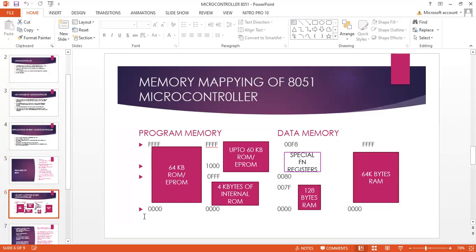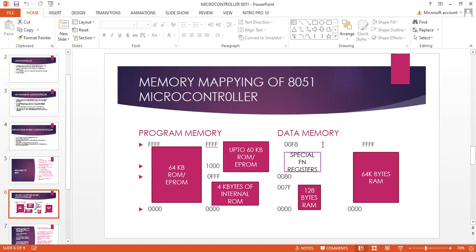So the program memory addresses will be from 0000 to FFFF, right? So that 64 kilobyte of ROM or EPROM it can address. Now out of that, 4 kilobyte of internal ROM 8051 has. So the addresses of that internal ROM will be from 0000 to 0FFF. Then the next address is 1000 to FFFF. So 64 minus 4, so 60 remains. So up to 60 kilobyte of external ROM or EPROM it can address. So total 64 kilobyte of ROM or EPROM it has.